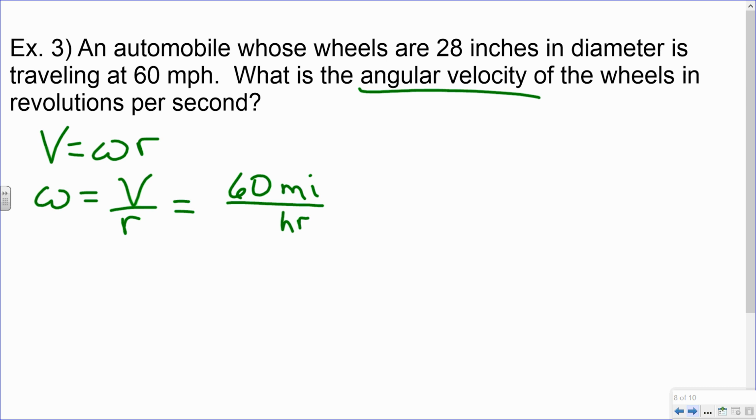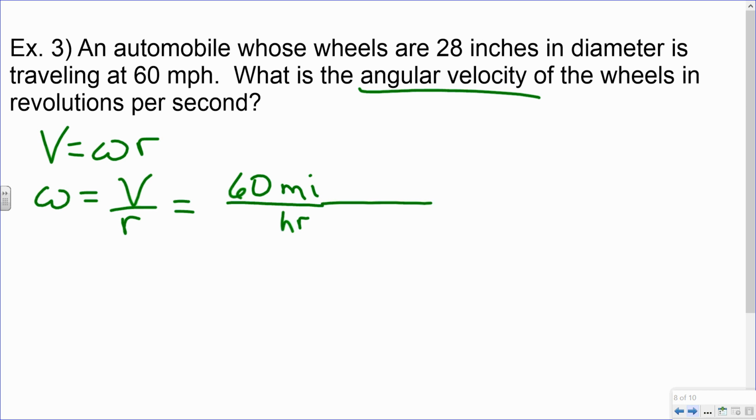Do not use MPH when you're writing it out in multiplier form. Do not use a slanted fraction bar. Use a straight horizontal one to make it easier to see what needs to go where to cancel out. So change that so it's miles over hours like this. Okay, so I've got v.